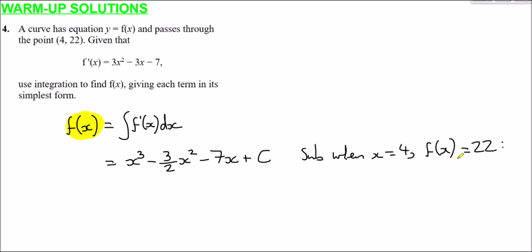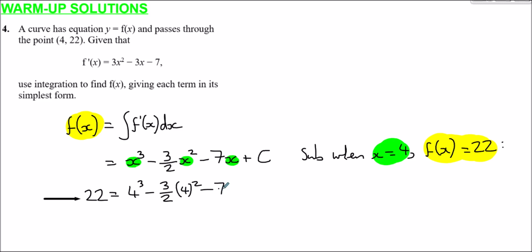So f of x is 22 when x is 4. So we're just going to plug these values in to work out what c would have to be. I wanted a line like this. There we go. So 22, which is f of x, equals 4 cubed minus 3 over 2 lots of 4 squared minus 7 lots of 4 plus c. So now we can work out what c must be.